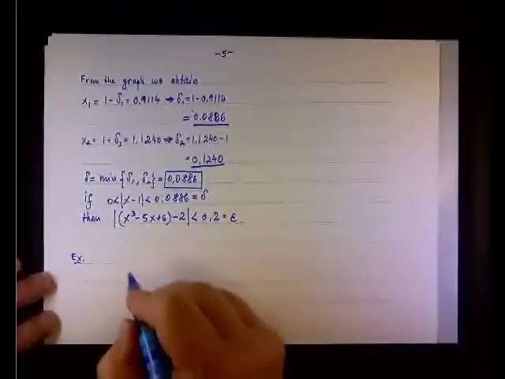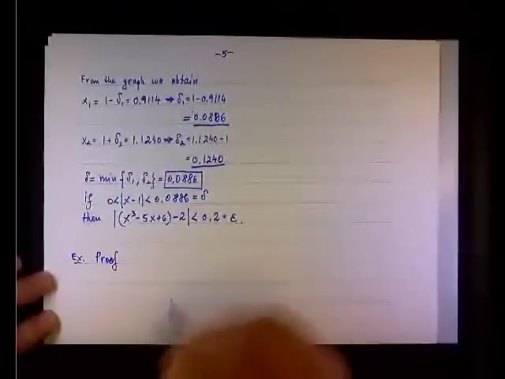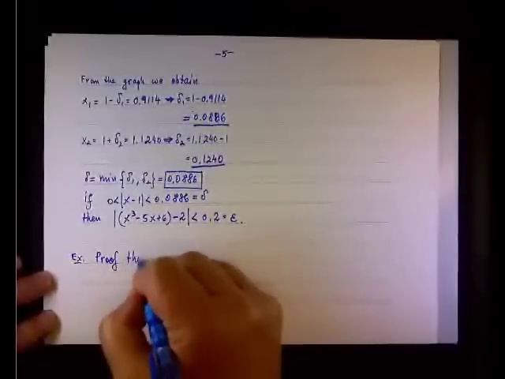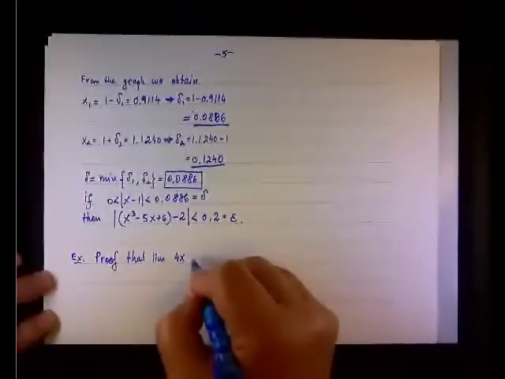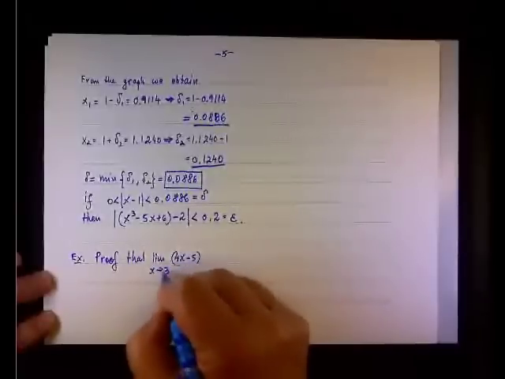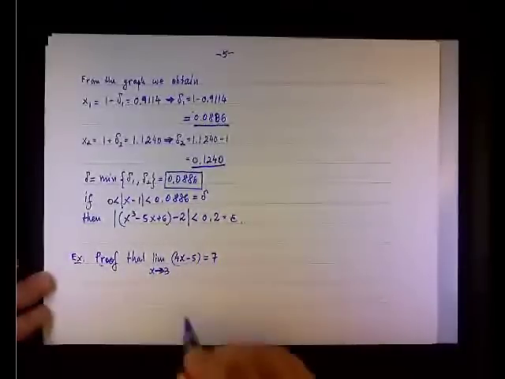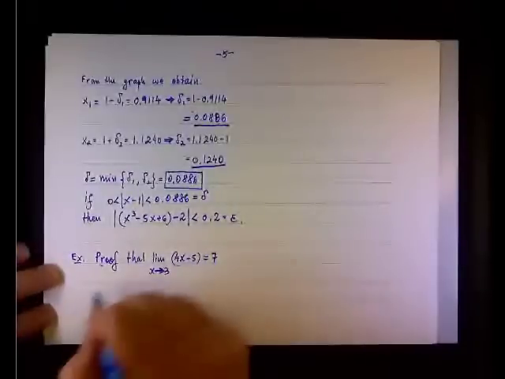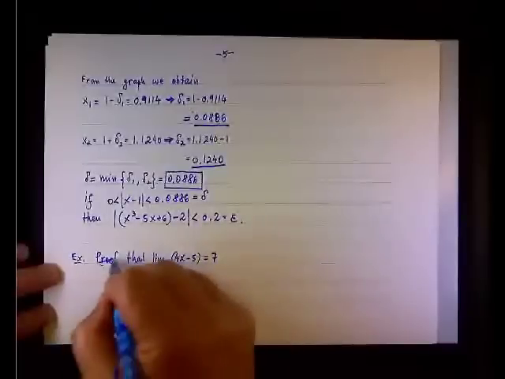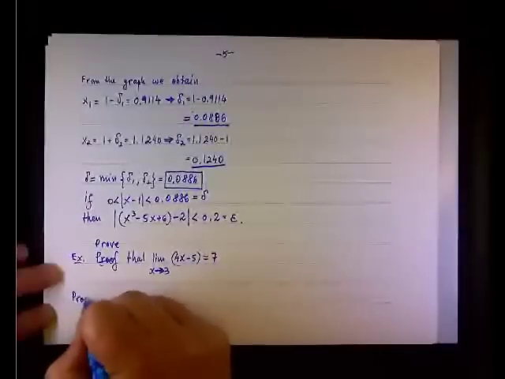All right, let's prove that the limit of 4x minus 5 when x approaches 3 equals 7. This is kind of a dull question, but it's strictly formality. Okay? Notice that we are required to prove, so actually this should be read "prove that", and here comes the proof.